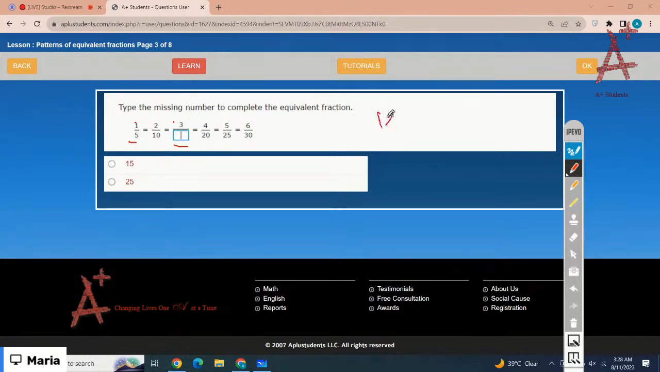So just multiply 1 times 3 and 5 times 3. So 1 times 3 is 3 and 5 times 3 is 15. So that means the missing value is 15, right? So the correct option is 15.